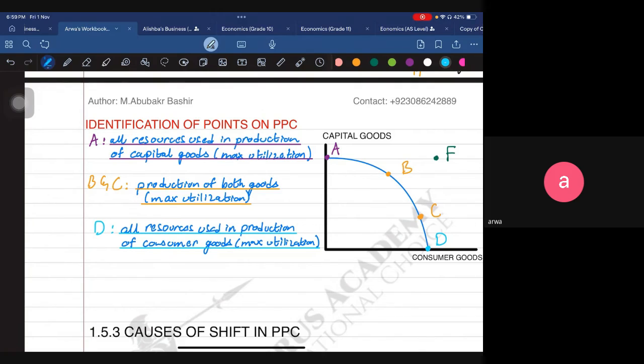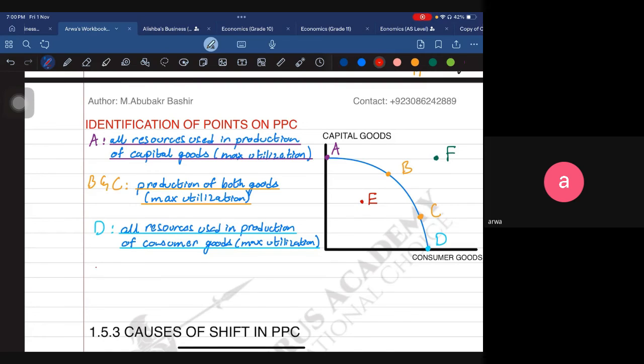Okay. Now we have, oh my God, you didn't ask me one thing. We have the points A, B, C, D, F. Oh, I was about to say, isn't E supposed to be inside the PPC? Exactly. It is going to be inside the PPC. So I missed out on that point. Really sorry. It's okay.